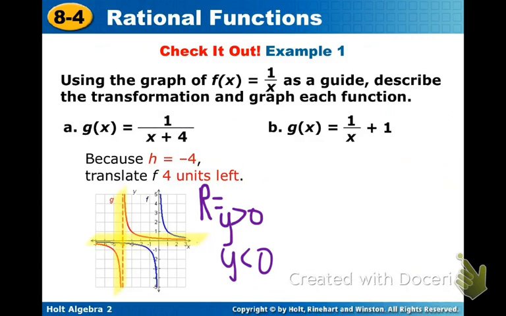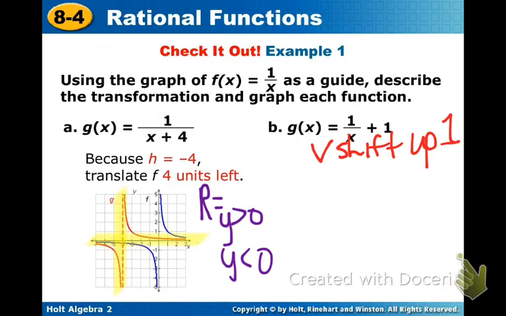Okay, let's look at our last one. We have 1 over x plus 1. What is our transformation here? Up, yes. Vertical shift up 1. Think about what happened when you vertically shifted. As you shifted up 1, you changed which asymptote? The horizontal. You're kind of pulling that x-axis up with you. That's kind of what you're doing.